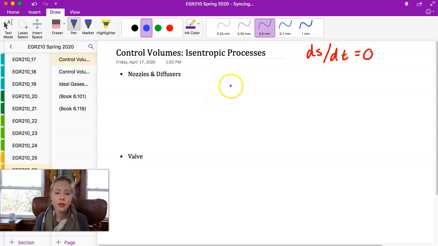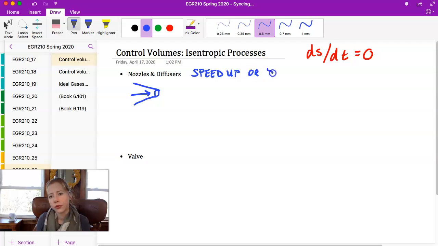So remember, with a nozzle, we're looking at a liquid. And the liquid is going through some greater cross-sectional area opening to a smaller area exit. And what we're getting with a nozzle, for example, is we're speeding up the velocity of a liquid. So with nozzles and diffusers, we're either speeding up or slowing down a fluid. That's the goal.